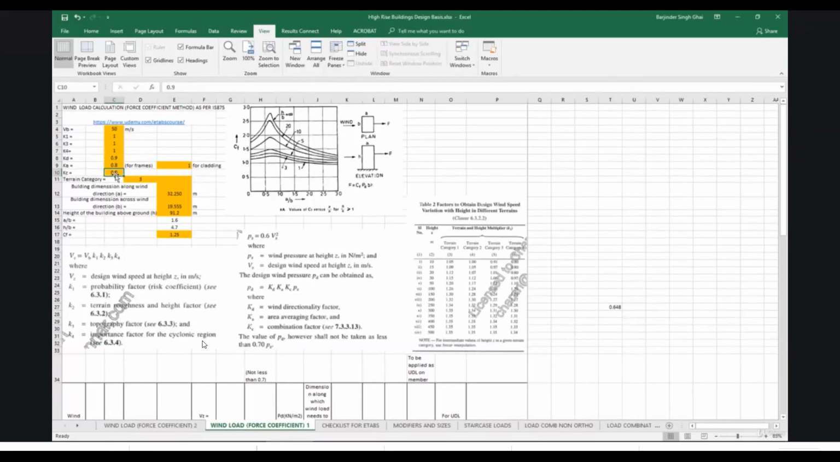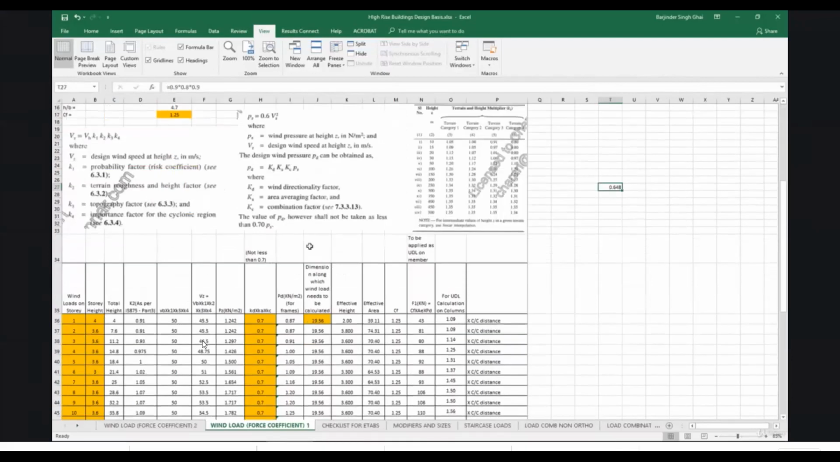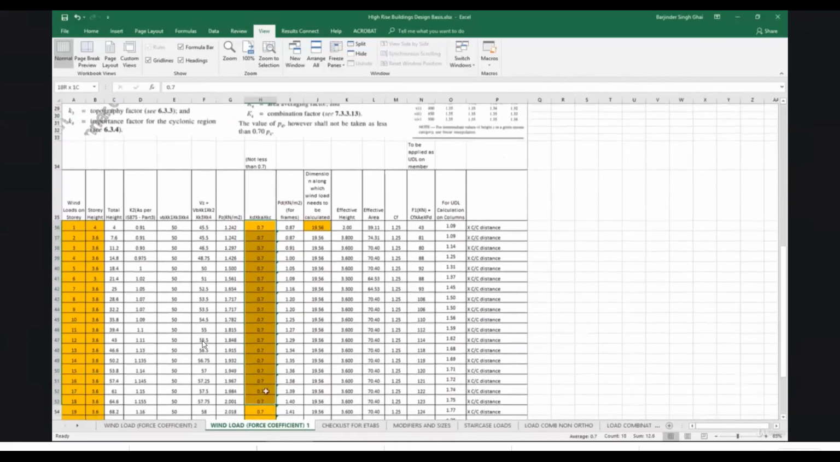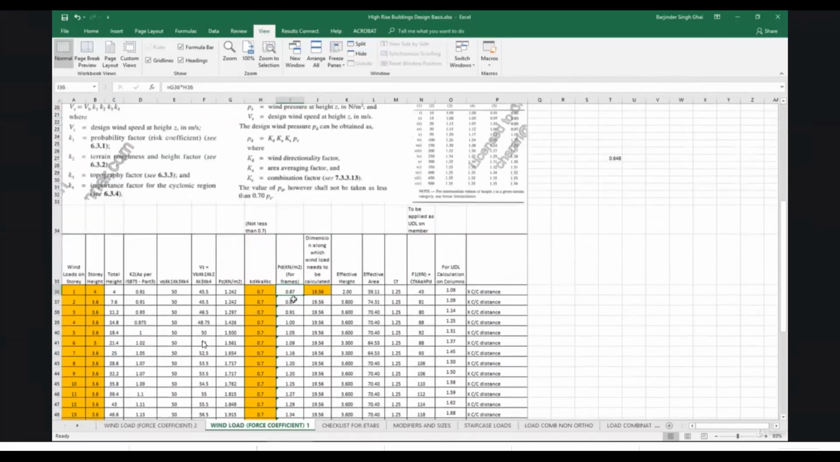So if we multiply Kd and Ka and Kc as required here, we will find that the value comes out to be 0.648, and that is less than 0.7. So the code restricts us to use a minimum value of 0.7 into Pz. So we have entered the 0.7 value here. After that we can calculate the Pd, that is Kd into Ka into Kc into Pz. So 1.242 into 0.7, that is 0.87.